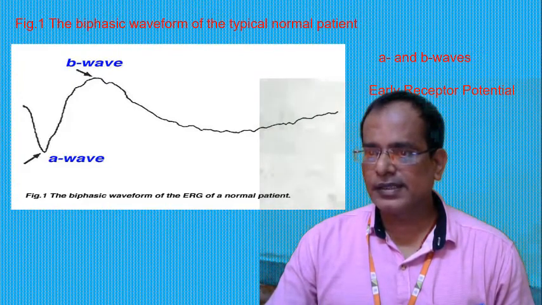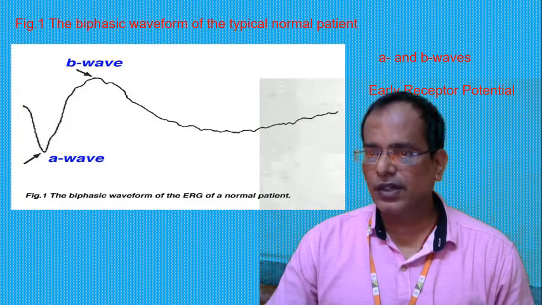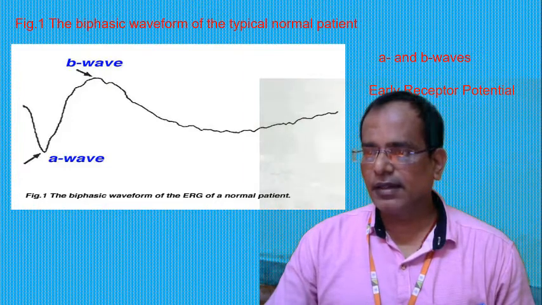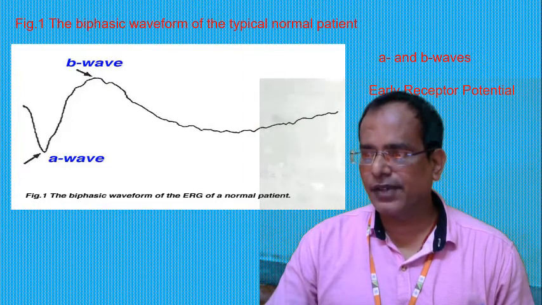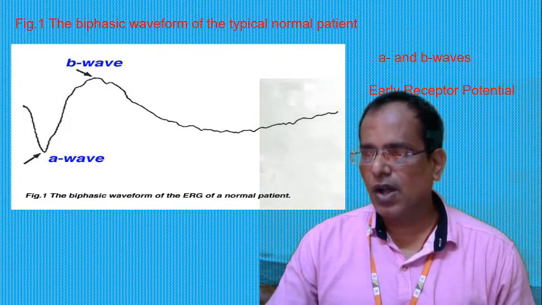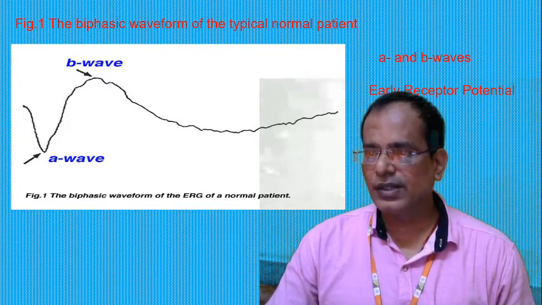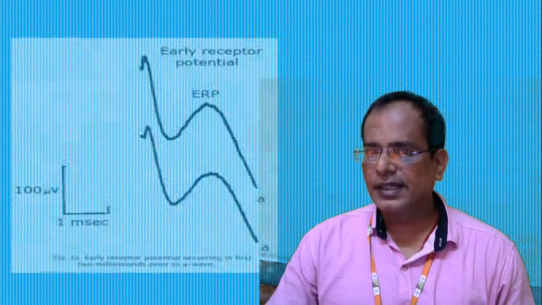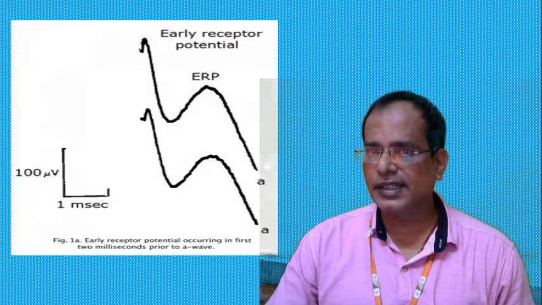Here we are going to study the early receptor potential, called ERP. It is a very fast biphasic wave appearing in the first 2 milliseconds following a bright flash, prior to the A wave, reflecting the earliest chemical response to light in the receptor's outer segments. You are going to see that early receptor potential in this figure, in A.